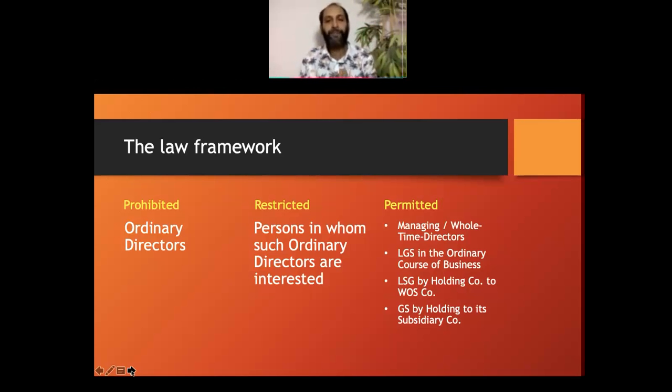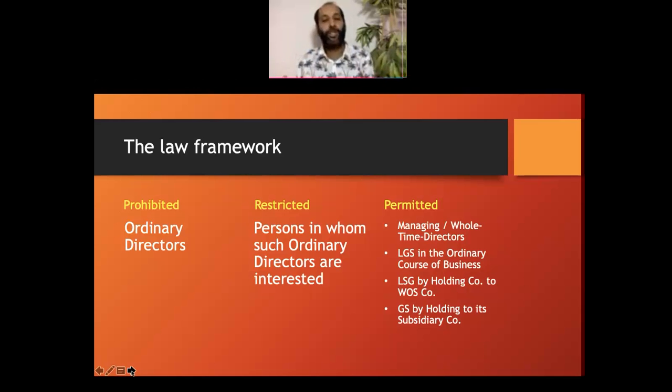So I repeat again, there are three lists. One is the prohibited list, that is ordinary directors. You cannot give loan, guarantee or security to your ordinary directors. The second list is those persons in whom a director is interested. That list is called the restricted list. There are three conditions you have to satisfy: special resolution with explanatory statement and full information, and utilization certificate. If these conditions are satisfied, yes, you can give to the restricted list.